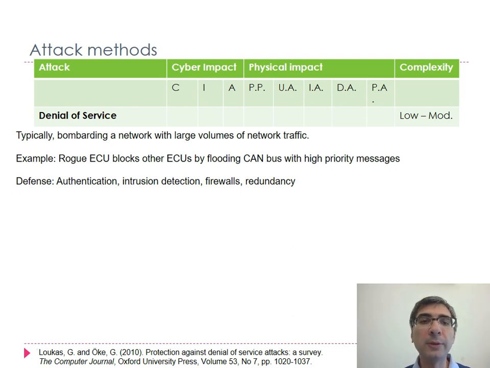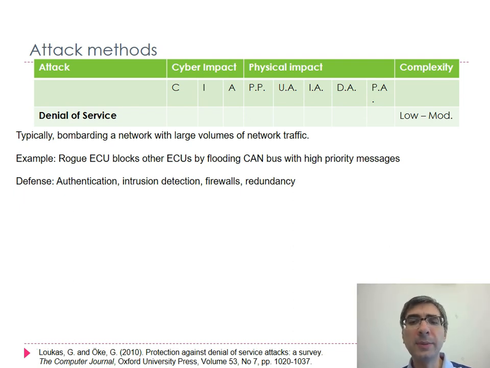or by breaching any kind of authentication, managed to be in the network. And by being in the network, if they have the right to transmit, for example, by being a rogue ECU in the CAN bus network, then they send large amounts of traffic. The example from the CAN bus, from cars, is when a rogue ECU blocks every other ECU by flooding the CAN bus with high priority messages. So in this way, the other ECUs cannot send messages.